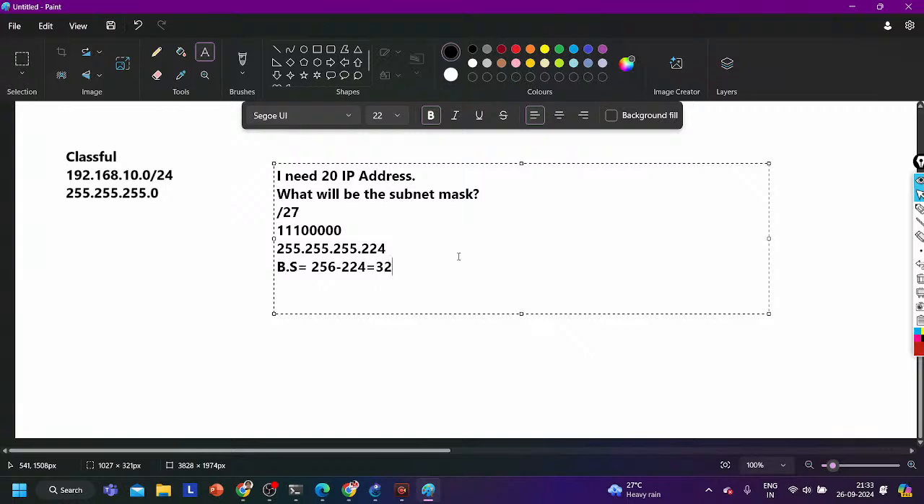32. Total number of subnets: 8, 2 to the power 3. 3 bits are borrowed, so 8. Valid IP addresses: 2 to the power h minus 2. H is 5, so 30. For each subnet, 30.